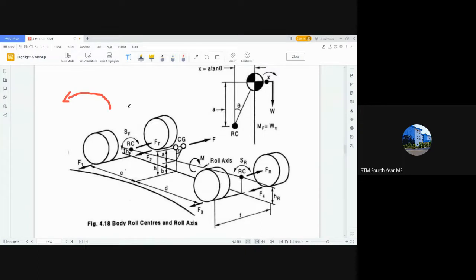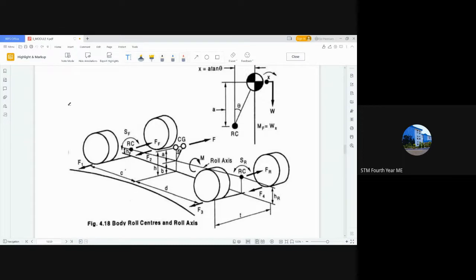your car is not flipping over. This is due to the reaction force at each of the wheels, the reaction forces F1, F2, F3, and F4. F1 and F2 are the reaction forces at the front wheels, while F3 and F4 are the reaction forces at the rear wheels. So the body does not roll due to the reaction forces occurring at each of the wheels.